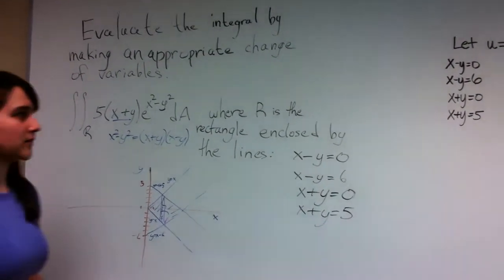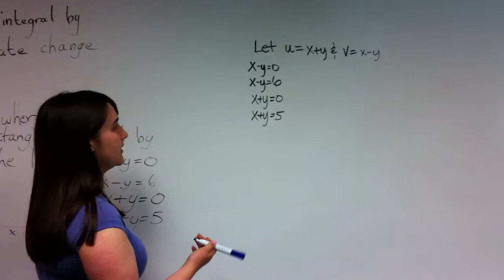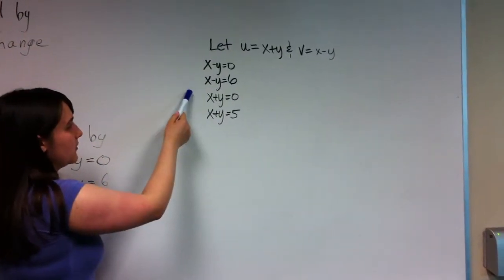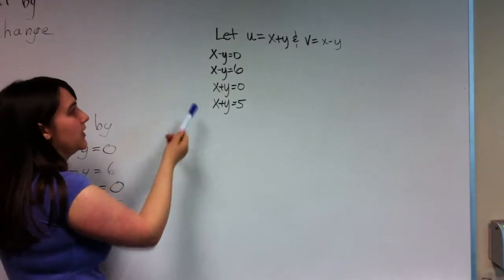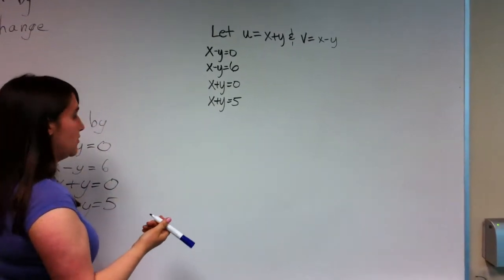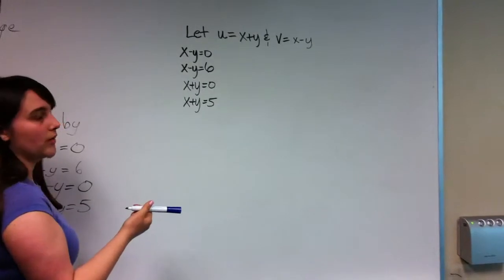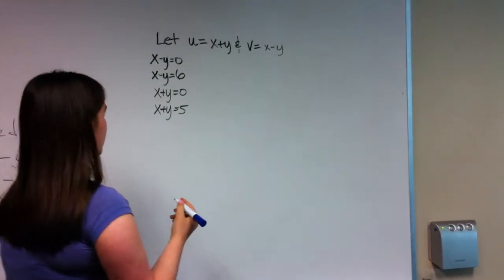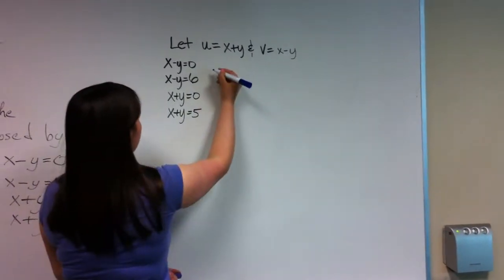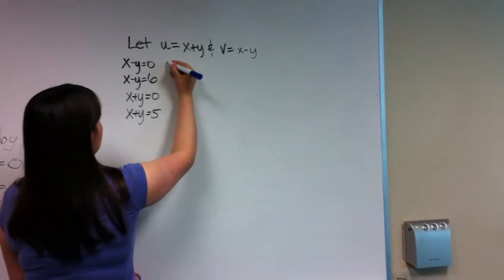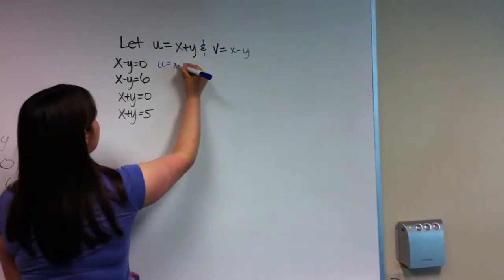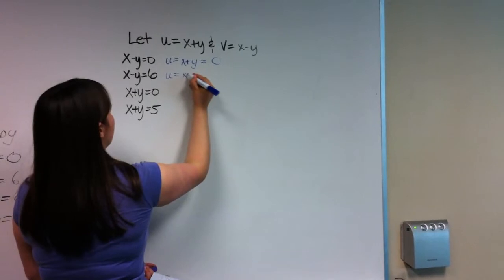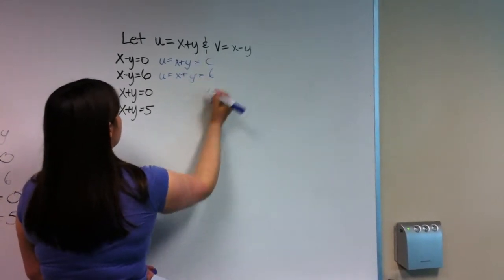So to start the transformation, we can see that we have 2 different types of functions, with x minus y equaling something and x plus y equaling something. So logically we would think that we would have u equal x plus y and v equal x minus y. And then we can start doing the transformation to change the boundaries, so we can have u equal x plus y equal 0, and u equal x plus y, which equals 6.